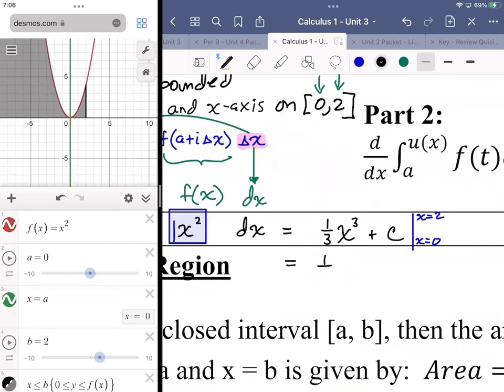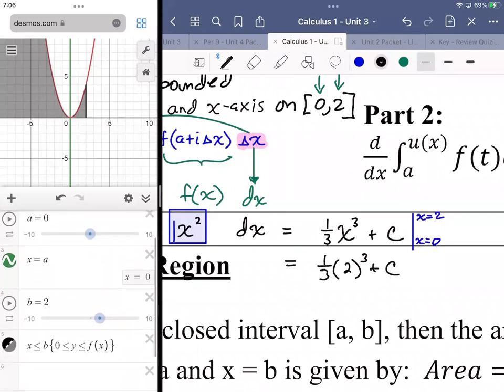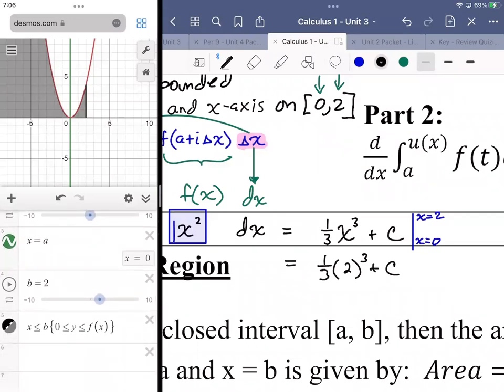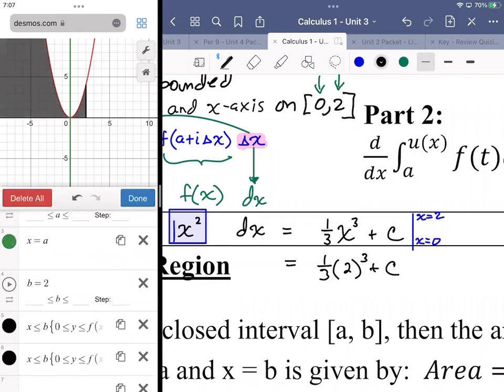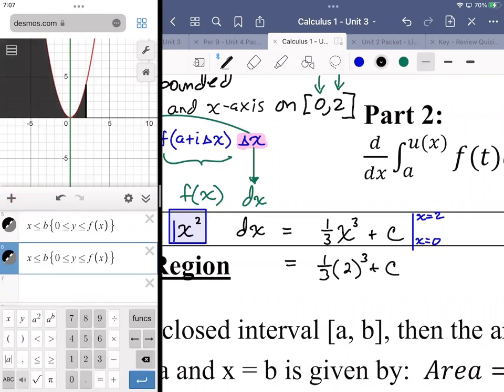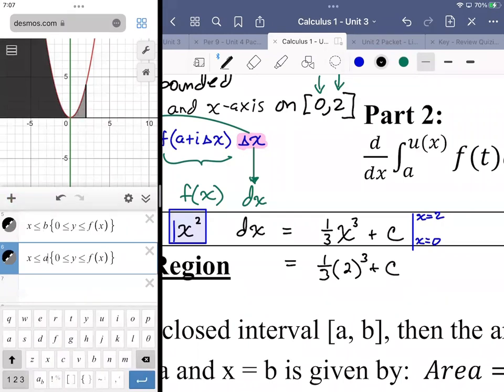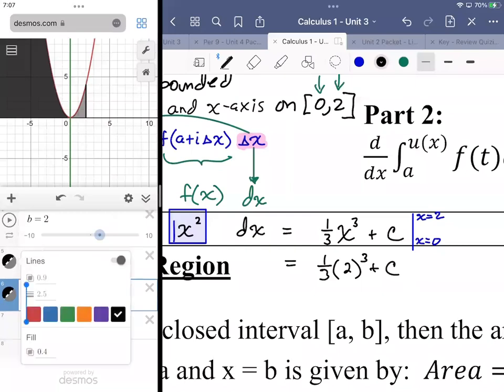So I'm looking at 1/3 times 2 cubed plus c. Can't plug anything in for the c. Now, if I find the substitution of 0 in for the x value, what that's going to give me is everything left of the 0. In this case, that's my a value. So I'm just going to do a quick duplication here and make this an a. And let's make this a lighter color.